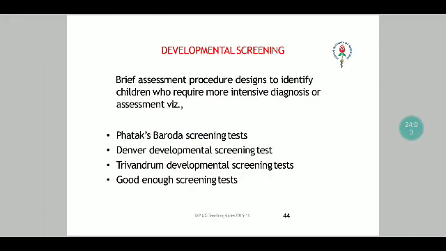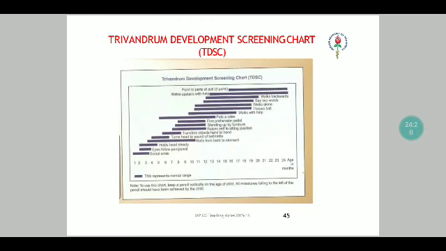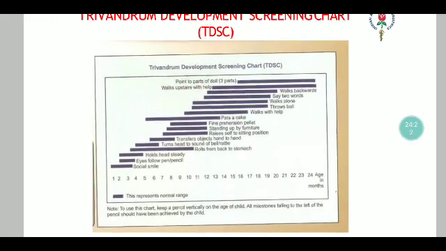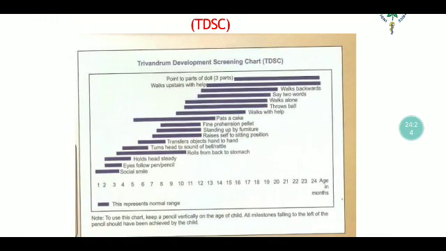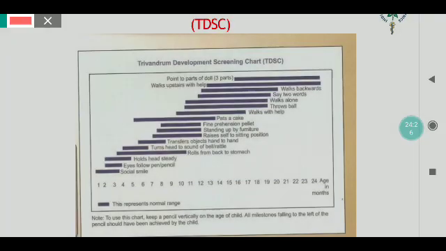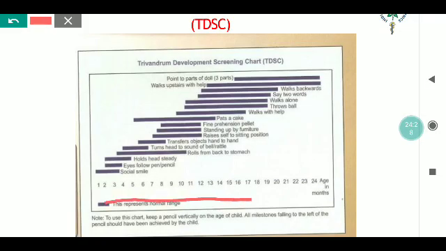Now, coming to developmental screening, developmental screening is just a brief assessment procedure to see whether the child requires a more detailed assessment or not. Some of these screening tools include the Baroda screening test, Denver Development Screening Test, Trivandrum test, and Goodenough Draw a Man test. Now, the Trivandrum scale basically shows the age, and at the same time, I'm marking the age here, and at the same time different milestones.